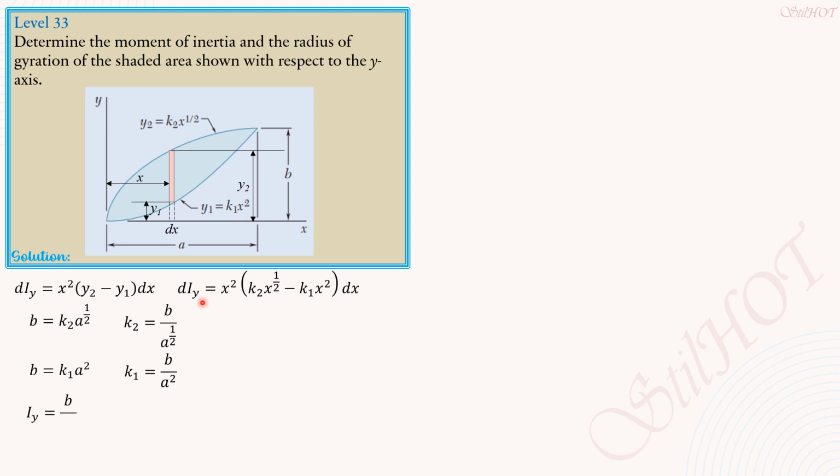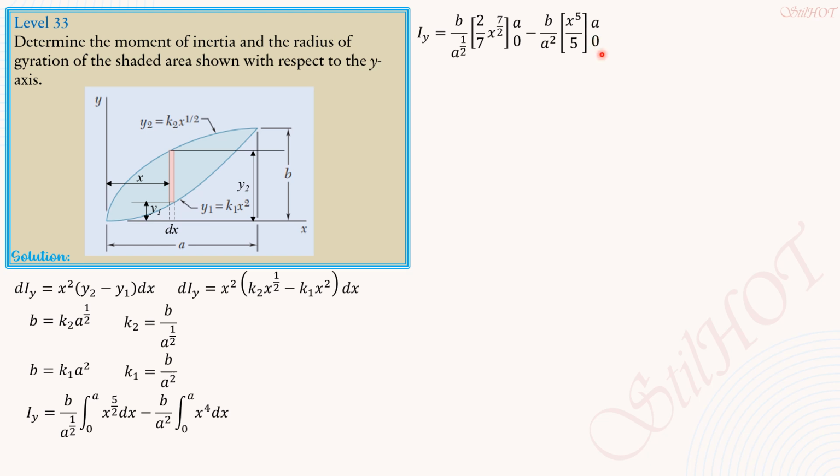So that Iy is the integral of b over a to the 1/2 times the integral of x to the 5/2, from 0 to a. The variable of integration is x, so limits would be 0 to a, minus b over a squared, k1, integral of x squared times x squared, so x to the 4th dx. This is x to the 7/2 over 7/2, or 2/7 b over a to the 1/2, then 2/7 x to the 7/2 from 0 to a, minus b over a squared x to the 5th over 5 from 0 to a.